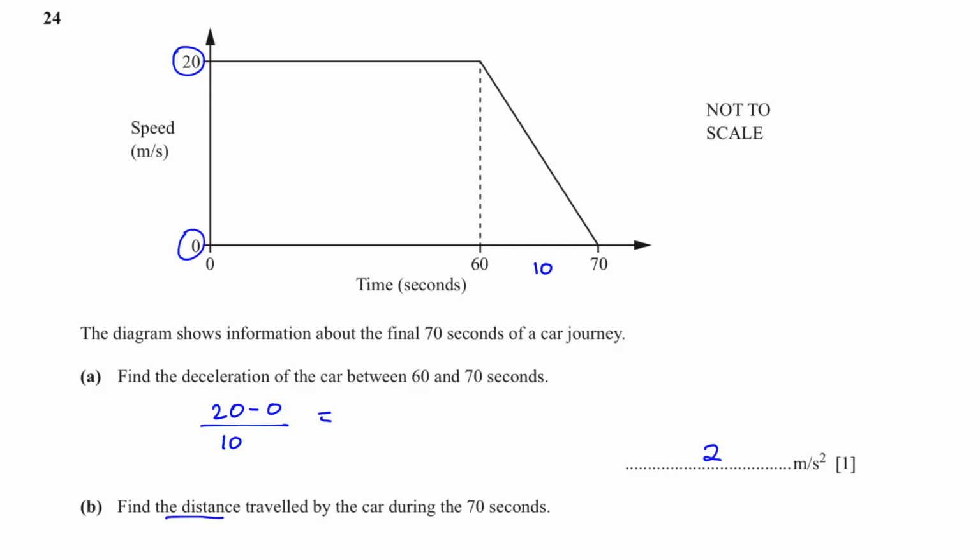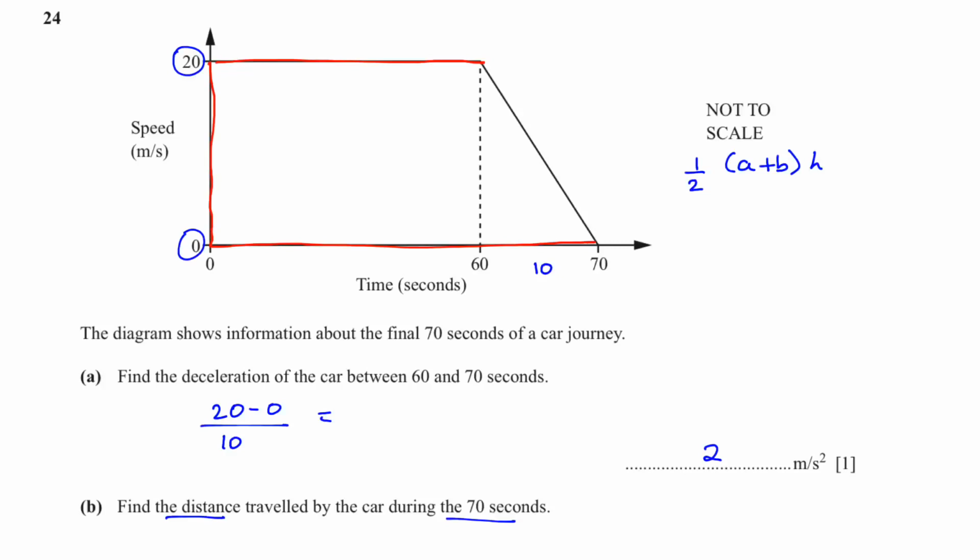In B, we have to find the distance traveled by the car during the 70 seconds. So distance is equal to area under the curve. We can use the trapezium rule to get the answer. The formula for trapezium rule is half (A plus B) H. A and B are your parallel sides. So either this is your A or this is your A. It doesn't make a difference. And H is your height.